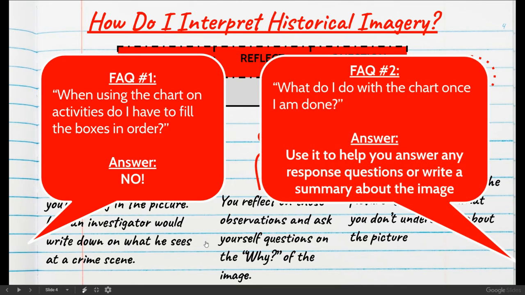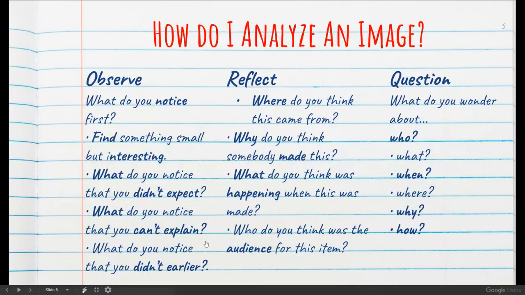So what do you do once the chart is done? So the chart is going to help you to answer any questions that you may have, or if you have to write a summary, it will help you to be able to do that.